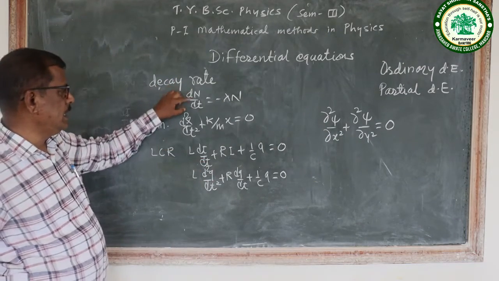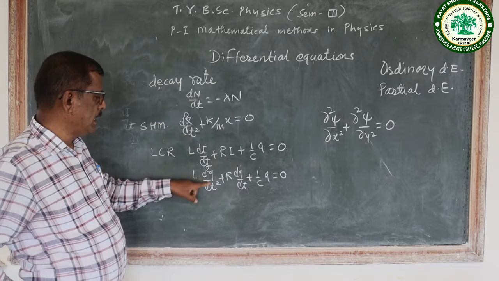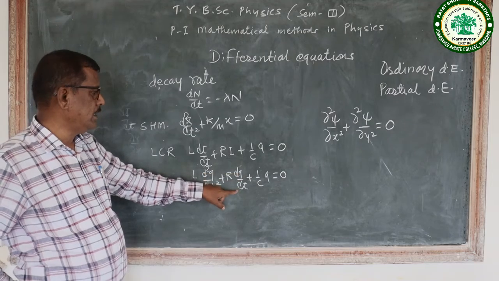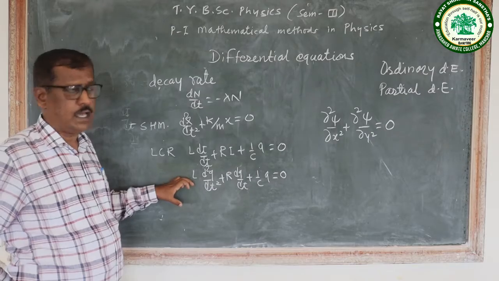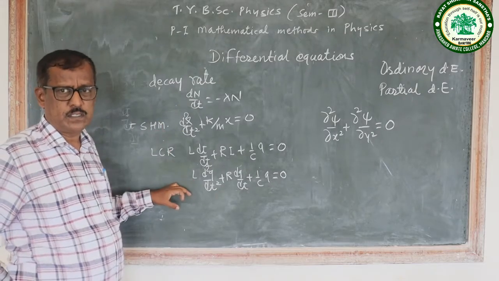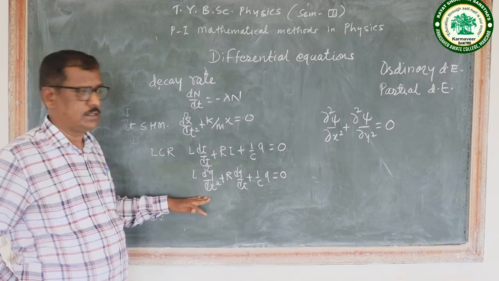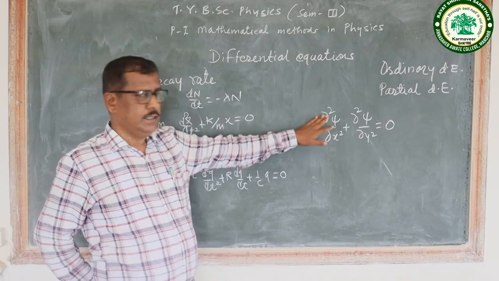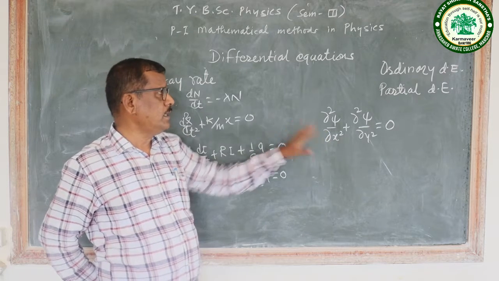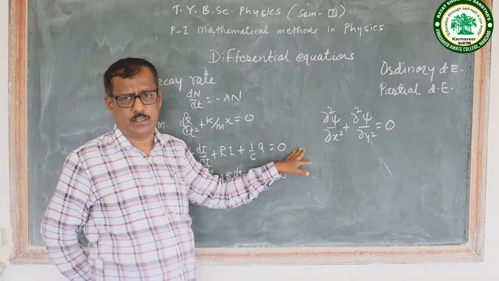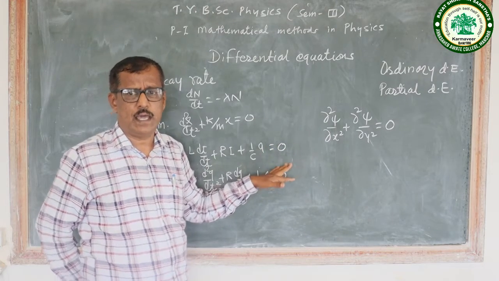See here in this dn by dt, d2x by dt square, d2q by dt square, dq by dt, here d is there, means here is the perfect differentiation. So we call these ordinary differential equations. Here in this term, d is not there, delta is there. Then what is the difference between these two differential equations? Where is the one variable and where are the two variables?